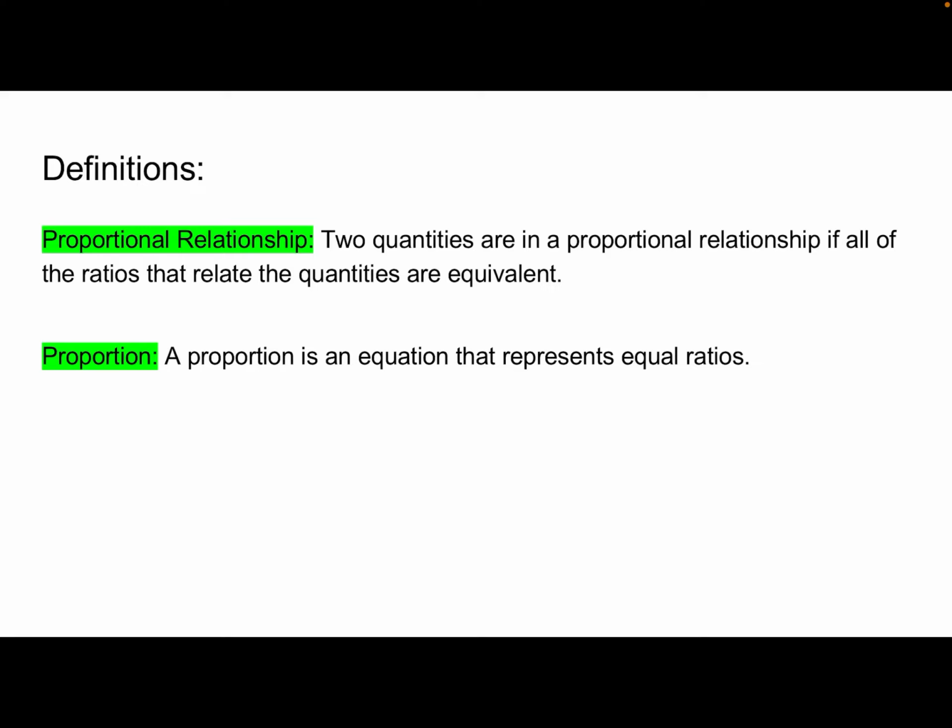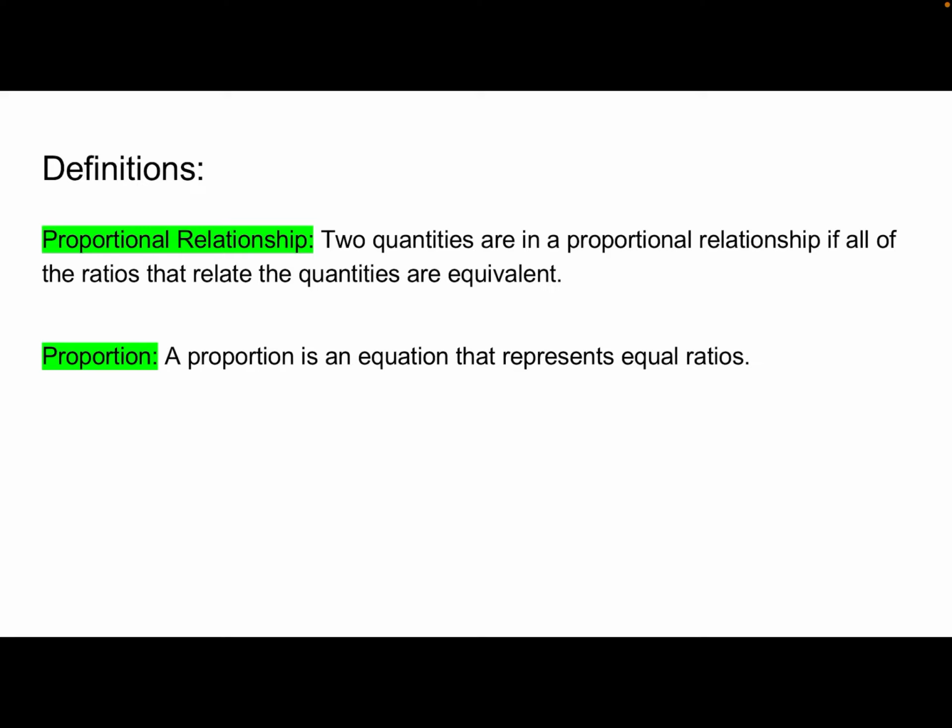A proportional relationship is this: two quantities are in a proportional relationship if all of the ratios that relate the quantities are equal. So basically what we have to do is find the ratio of all of the quantities and ensure that the other quantities have that same ratio as well.